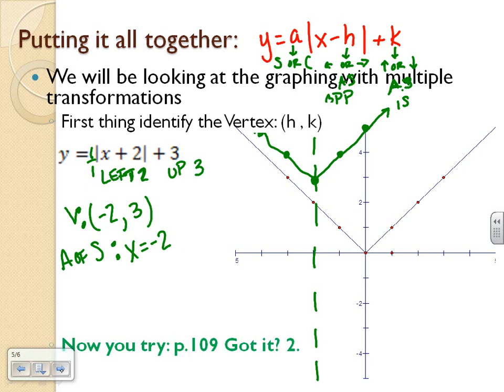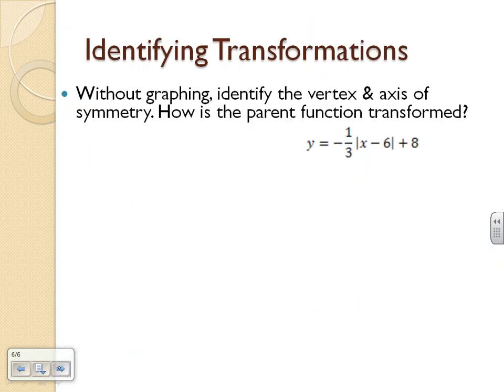We have one more slide to look at. All right, the last slide is without graphing, we're going to identify the vertex and the axis of symmetry and describe the transformations of the function. So let's look at this example. The first thing we want to do is identify that vertex.